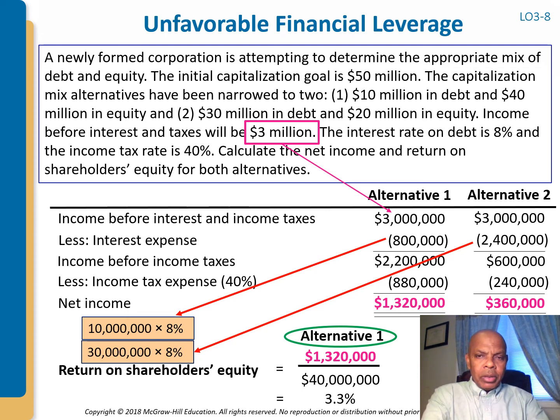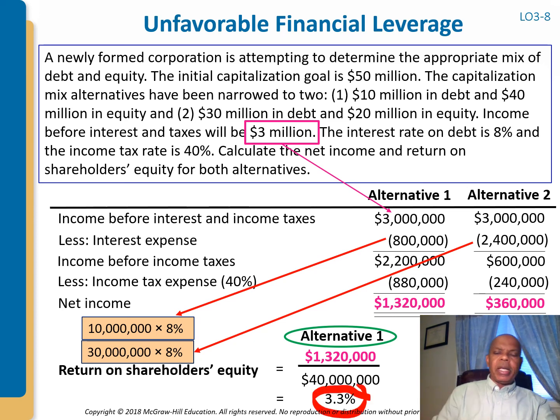So alternative 1, you are making 2.2 million income before tax, and you're paying 880,000 for tax. So left with 1.3 million net income. What do you have for alternative 2? You have 600,000 income before tax, and you're paying tax of 40%, you got left with 360,000. In alternative 1, you're making 3.3%. Okay. What about alternative 2 now?